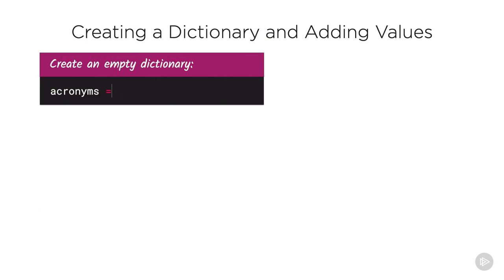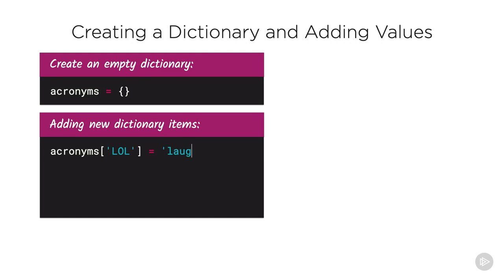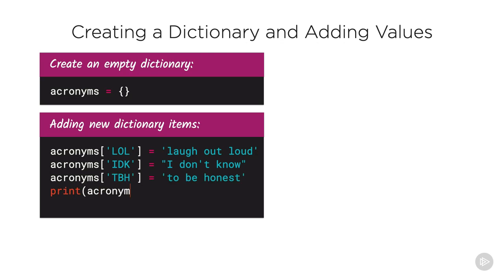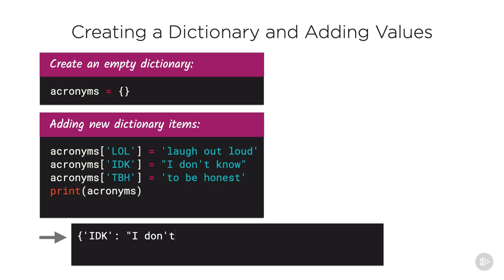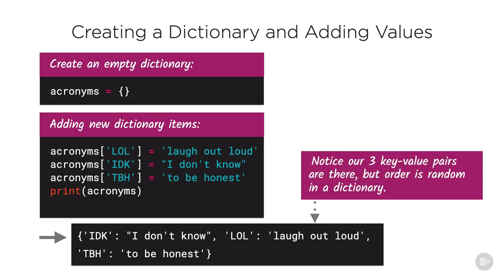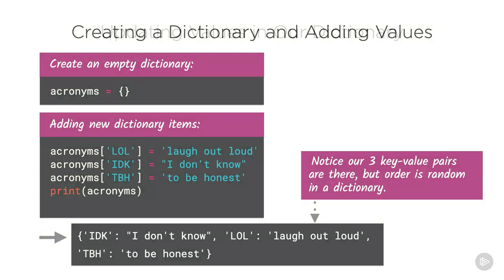To create a dictionary, you can create an empty dictionary with curly brackets. Then to add items, it looks the same as looking up items. You put the key you want in square brackets and then assign the value with the equals sign. After adding these three key value pairs, we can print the whole dictionary and see that our three new key value pairs are there. But order is random in a dictionary, so the items can be out of order, which is fine since we look up items by their key, not their position.